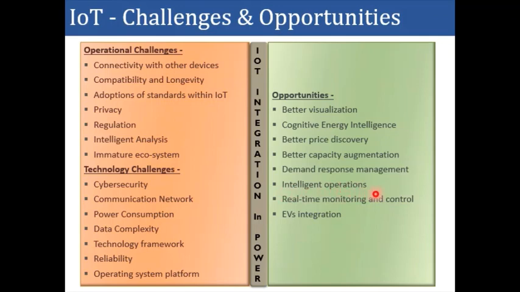We can use these devices for intelligent operations. These devices help in real-time monitoring and control. At the same time, we can also have better electric vehicle integration into the system. Since EV is also a connected device, or we can say an IoT device, the data and status received from electric vehicles can help in proper scheduling of the power availability.